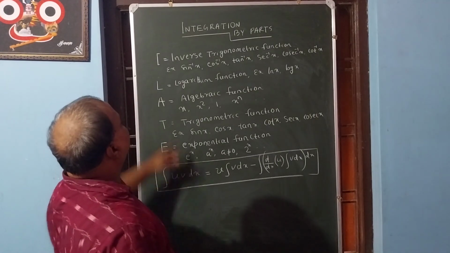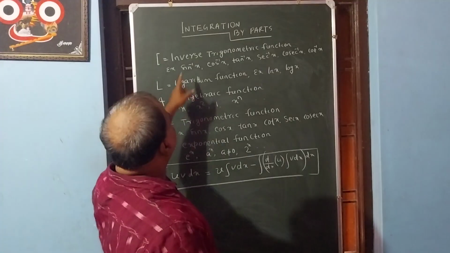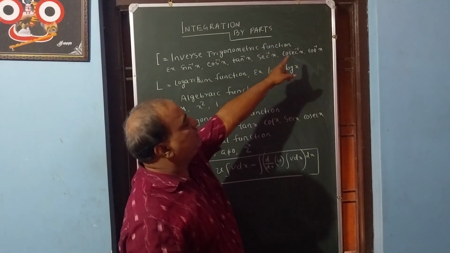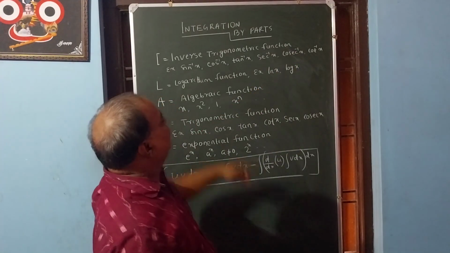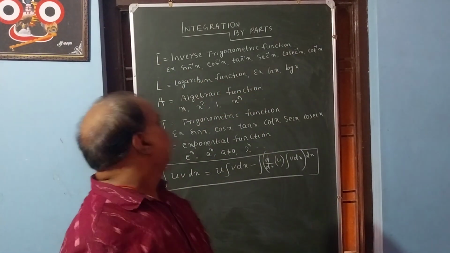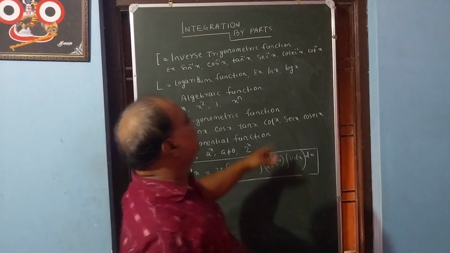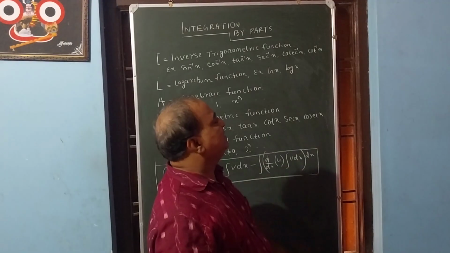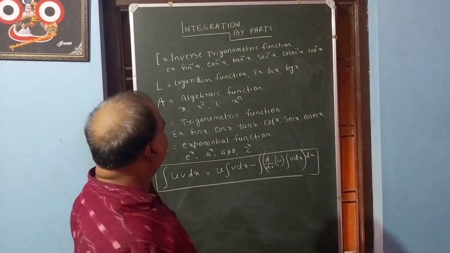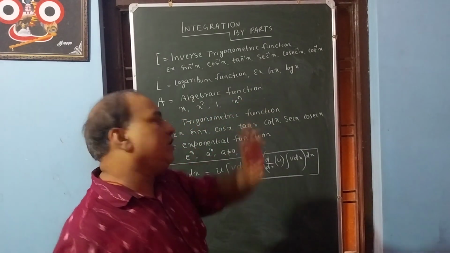What is ILATE? I means inverse trigonometric functions: sin inverse x, cos inverse x, tan inverse x, sec inverse x, cosec inverse x, cot inverse x. These are known as inverse trigonometric functions. Then L means logarithm functions, for example ln x, log x. Then A means algebraic functions, which means x squared, x to the power n, and so on.